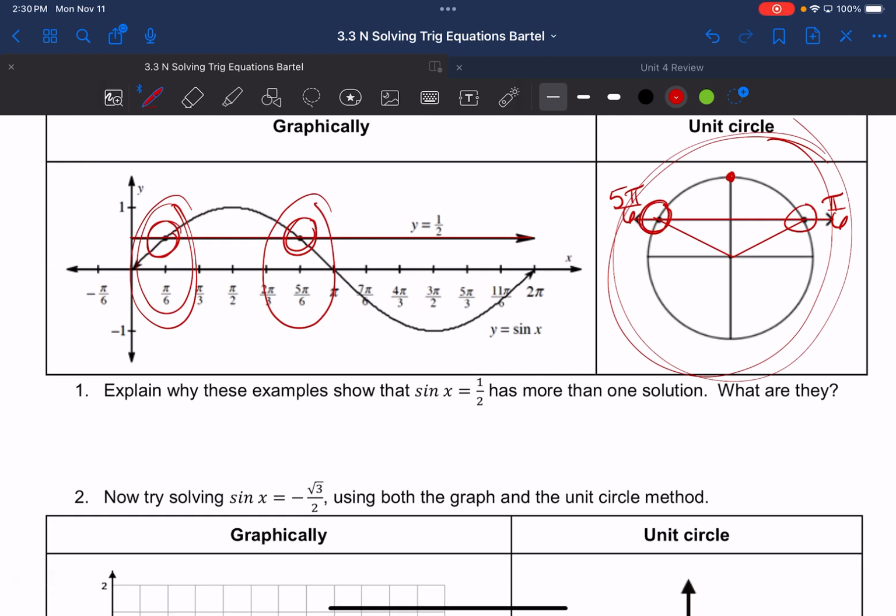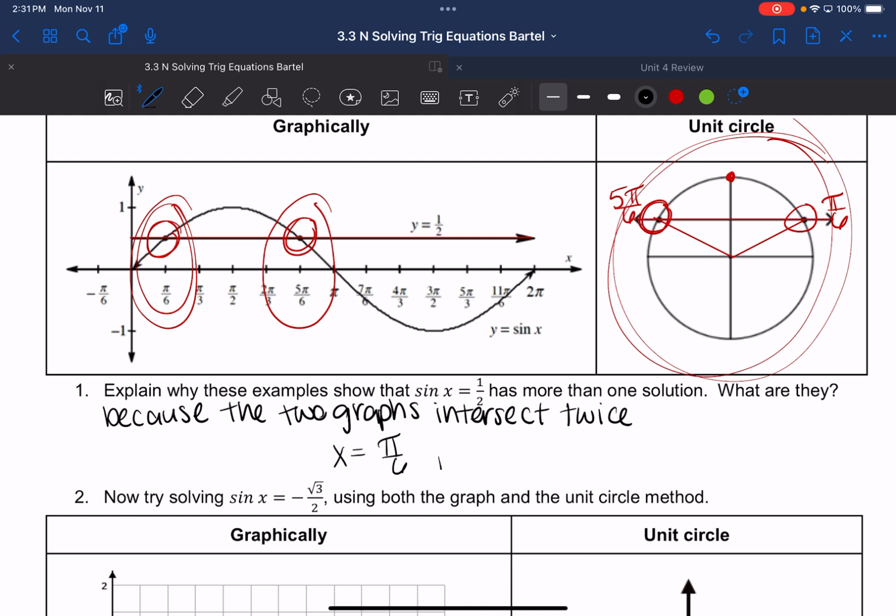It says, explain why these examples show that sine of x equals 1/2 had more than one solution. So why did we get 2 answers on these graphs instead of 1 answer? Why did we have 2? It intersected in 2 places, right? Okay, so because the 2 graphs intersect twice at the locations you guys said, pi 6 and 5 pi 6, right?